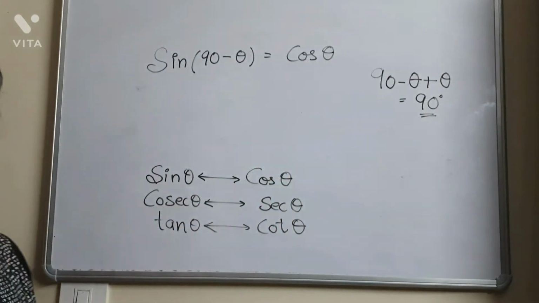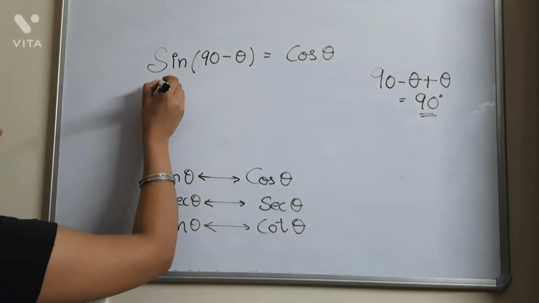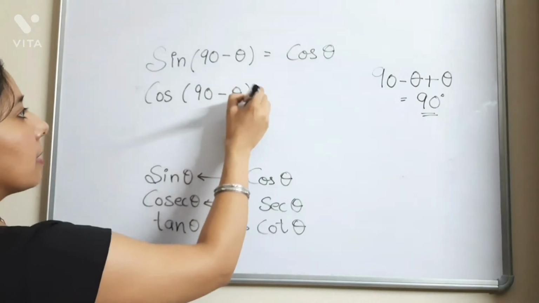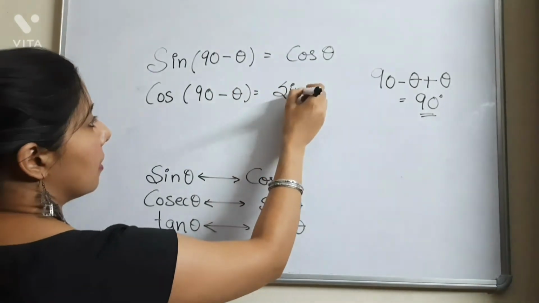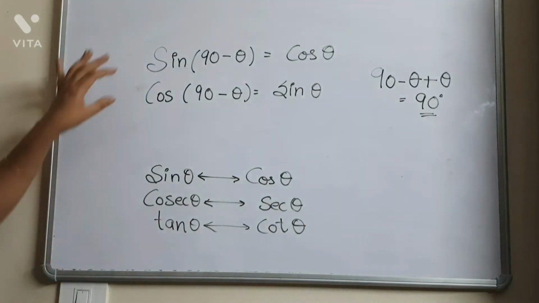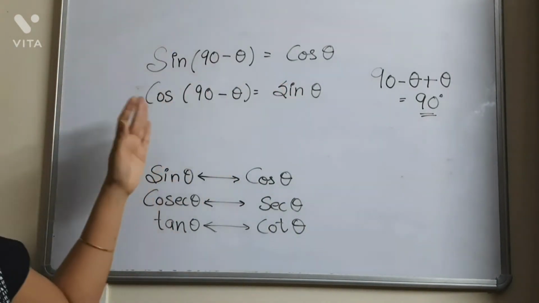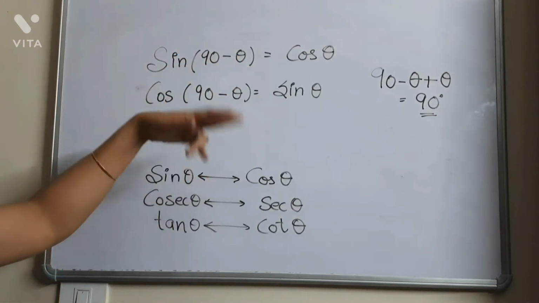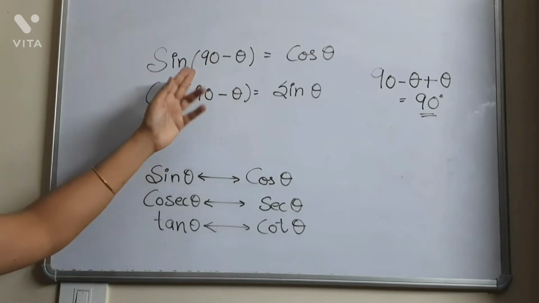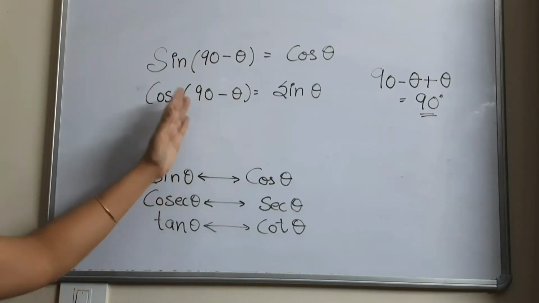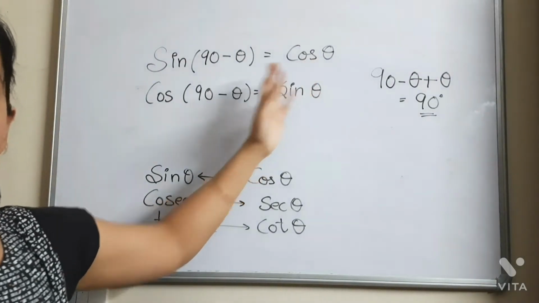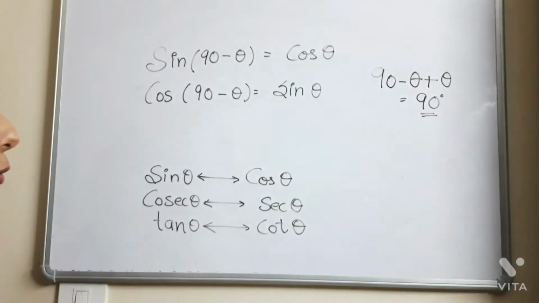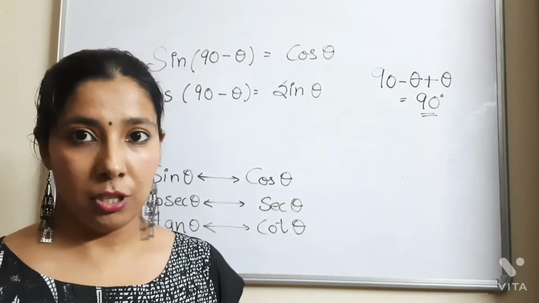Now we can relate it either way also, like you can write cos of 90 minus theta is equal to sin theta. It means this equation holds true in either direction. Even if you subtract theta from 90 for cos, or for sine, they make the complementary pair either way. Sine makes a complementary pair with cos, and cos makes a complementary pair with sine. So this equation holds true in either direction.